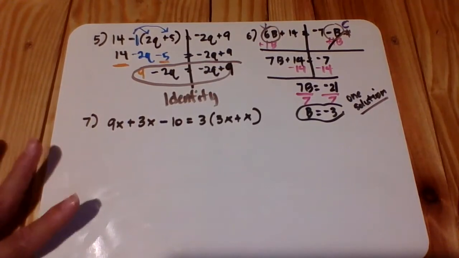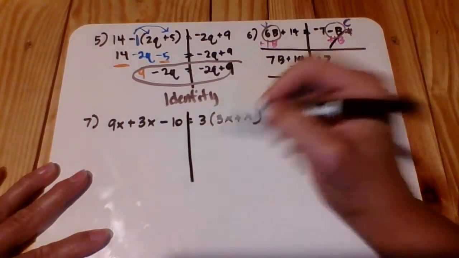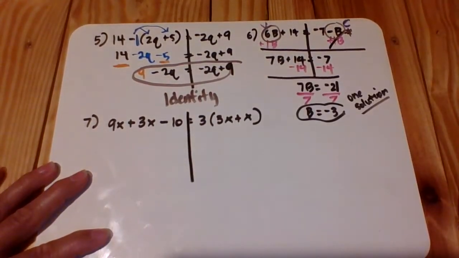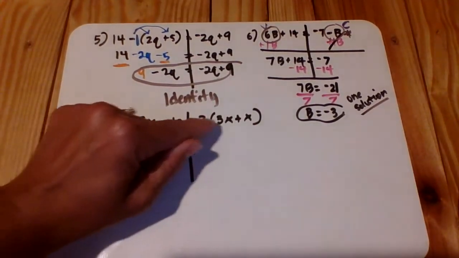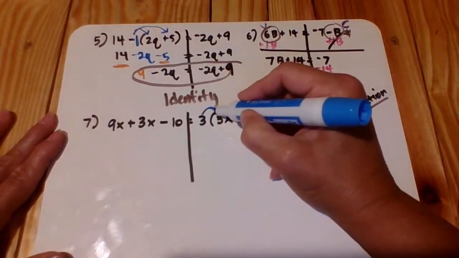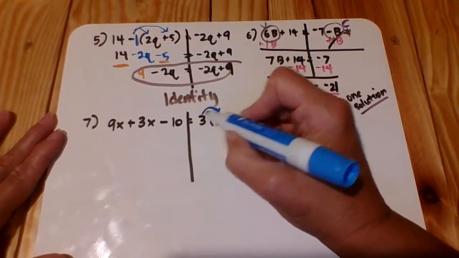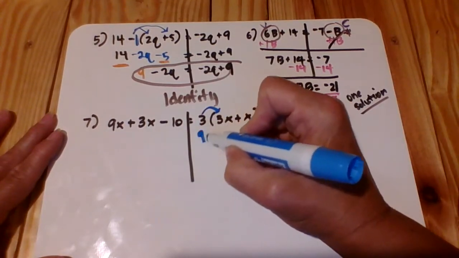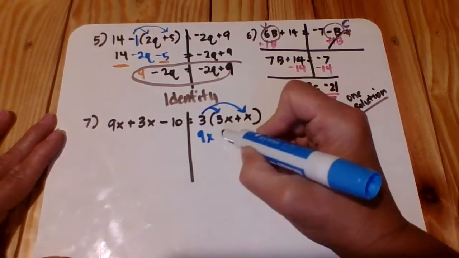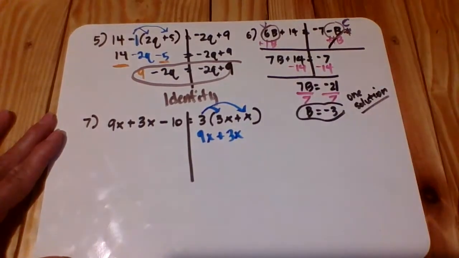All right, last but not least, and of course if you want to pause the video and try it out yourself to see what happens, be my guest. I think that's a great idea. So, distributive properties I'm looking for. Here's one. 3 times, excuse me, 3 times 3x, which would be 9x. And 3 times x is 3x.